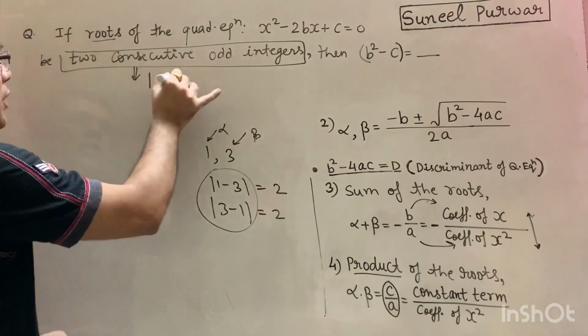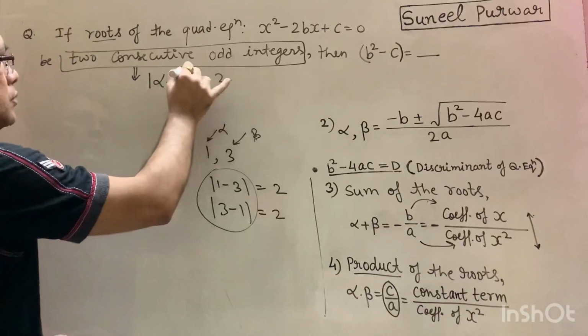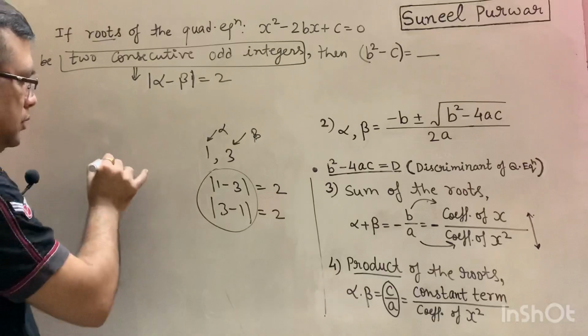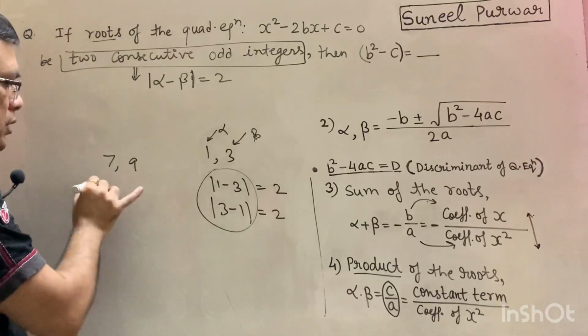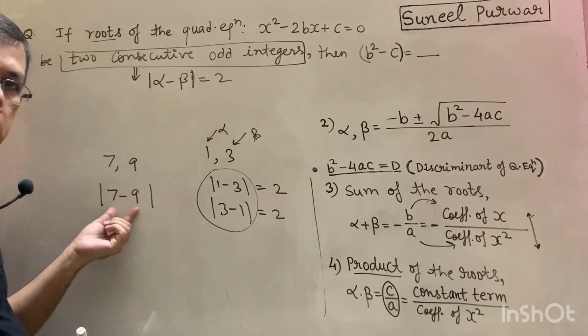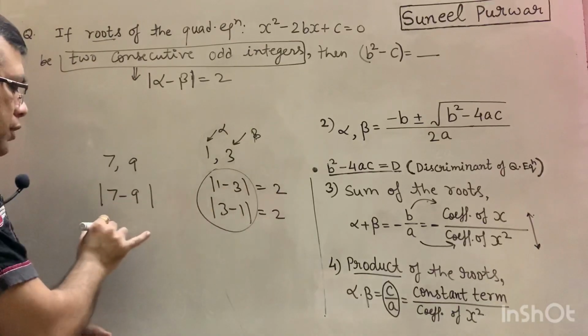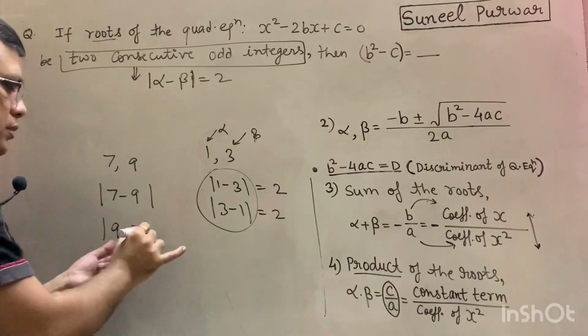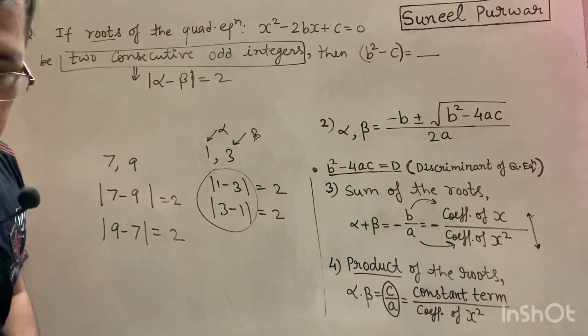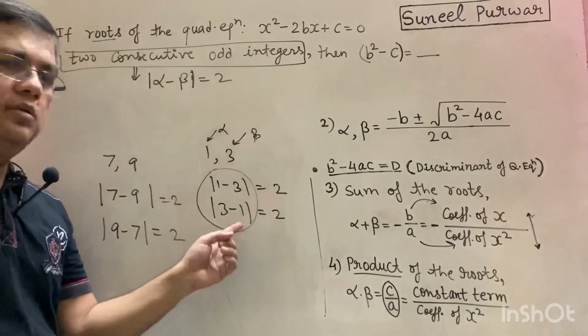Mod of alpha minus beta equal to 2. You can try with another pair also, say 7 and 9. What is the mod value of their difference? 7 minus 9, mod of minus 2, which is again 2. Or even if you do mod of 9 minus 7, the value is what? 2. Understood?